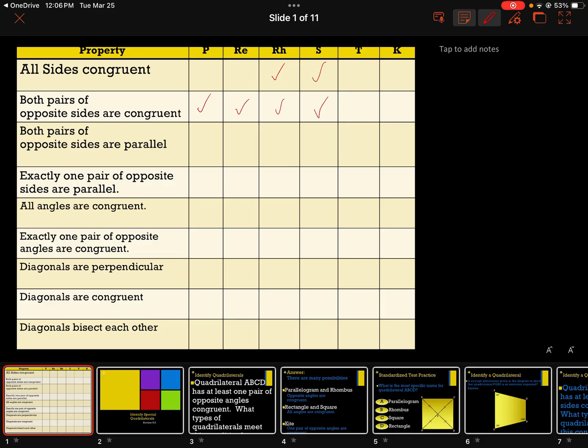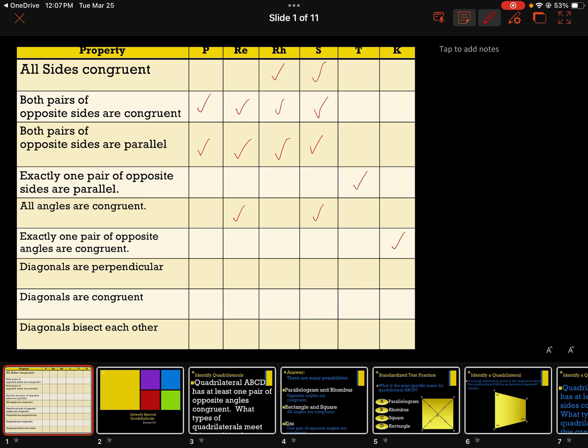Both pairs of opposite sides parallel. That works for a parallelogram, so every other type of parallelogram as well. Exactly one pair of opposite sides parallel. That's your trapezoid. All angles are congruent. Works for a rectangle and every other type of rectangle. Exactly one pair of opposite angles are congruent. Kites have that.